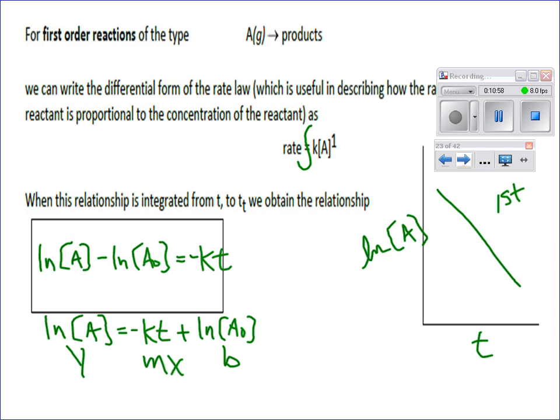Okay? And again, if I ask you for the slope, the k is going to be the absolute value of that slope. Got it? And the y-intercept is equal to the natural log of the original concentration. So even if I were throwing a problem asking what the original concentration was, I can do that by e to the y-intercept and get the original concentration.